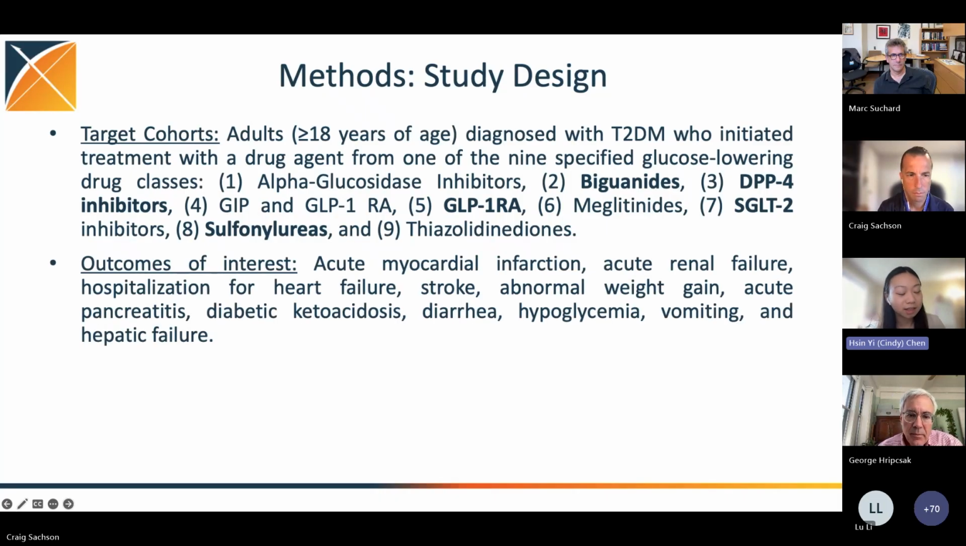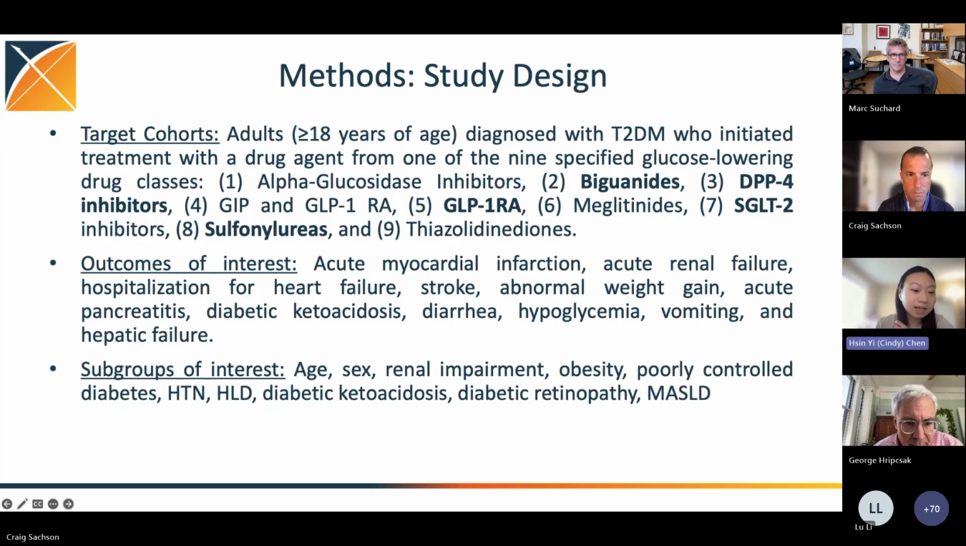Then we looked at 11 outcomes of interest, which is a subset from the original type 2 diabetes study. And these are our subgroups of interest, the different subgroups we're going to potentially look at to see if there is a heterogeneity of treatment effect.